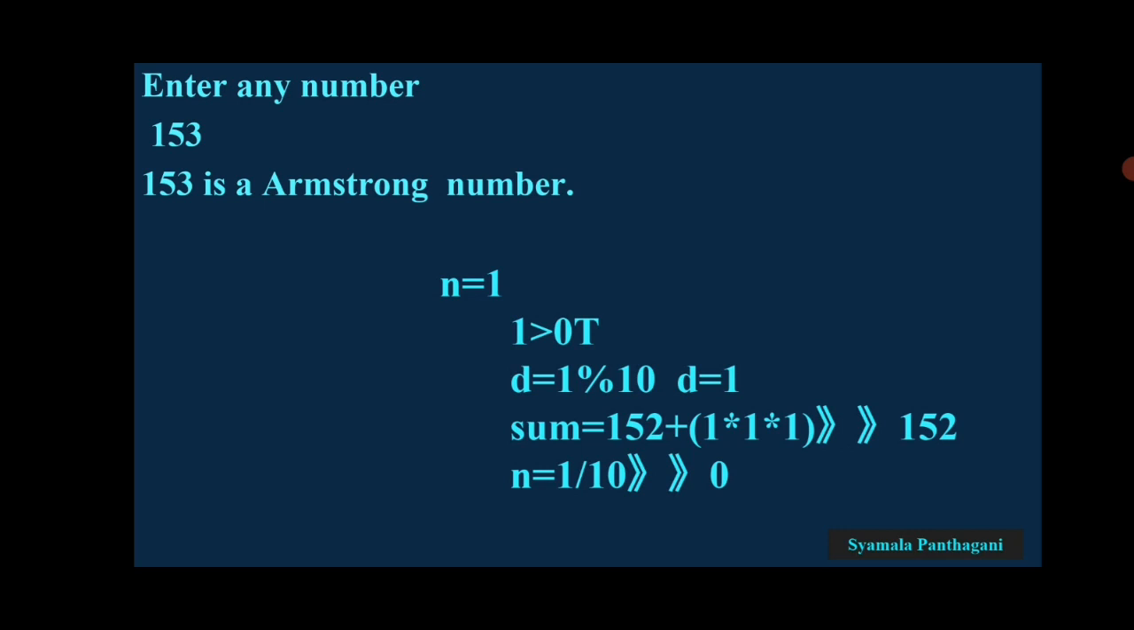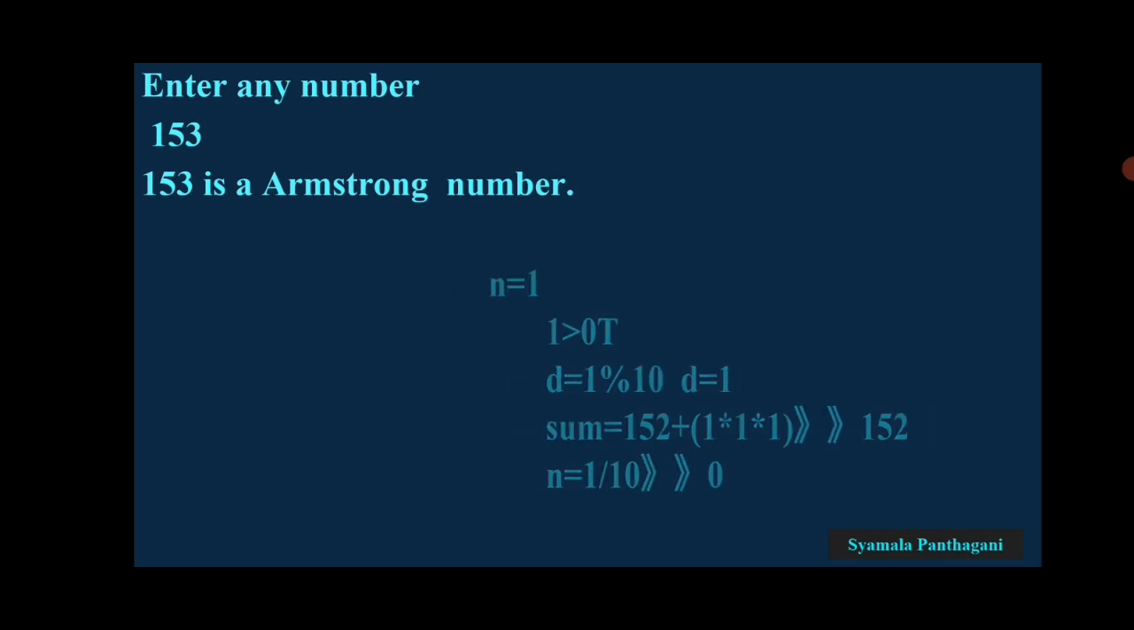Sorry, ma, here instead of 153 I have written 152. Sorry, rectify this one in your notebooks. 152 plus 1 is equal to 153. Now n is equal to 1 by 10. Numerator is less than denominator. That's why the value of this quotient is 0.